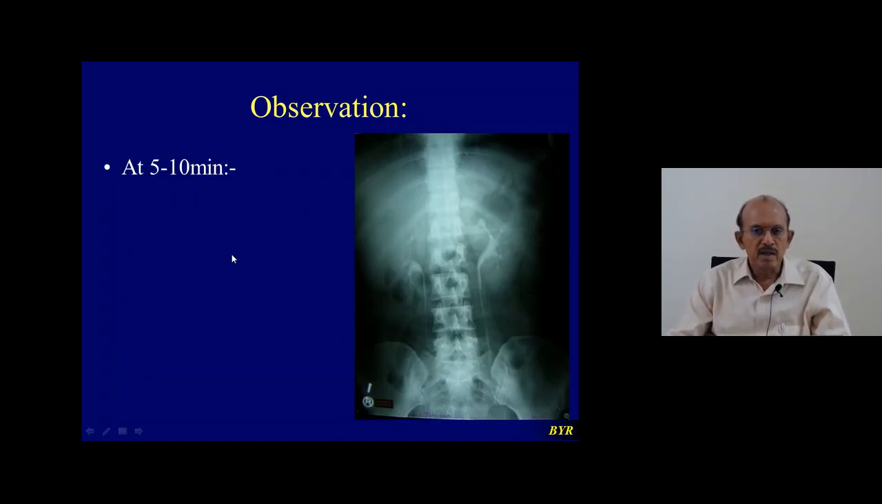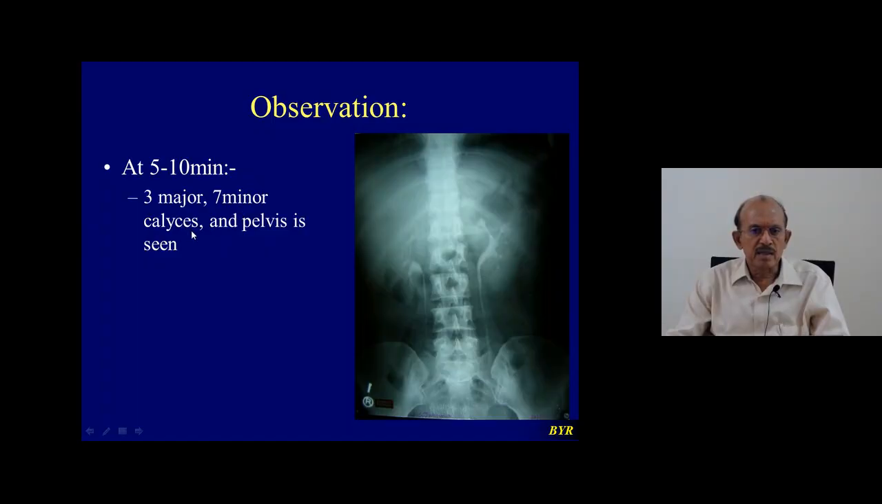At 5 to 10 minutes, so after 5 to 10 minutes, you take another X-ray. This X-ray will show you 3 major, 7 minor calyces and the pelvis of the kidney. The ureter is seen with peristaltic contractions.